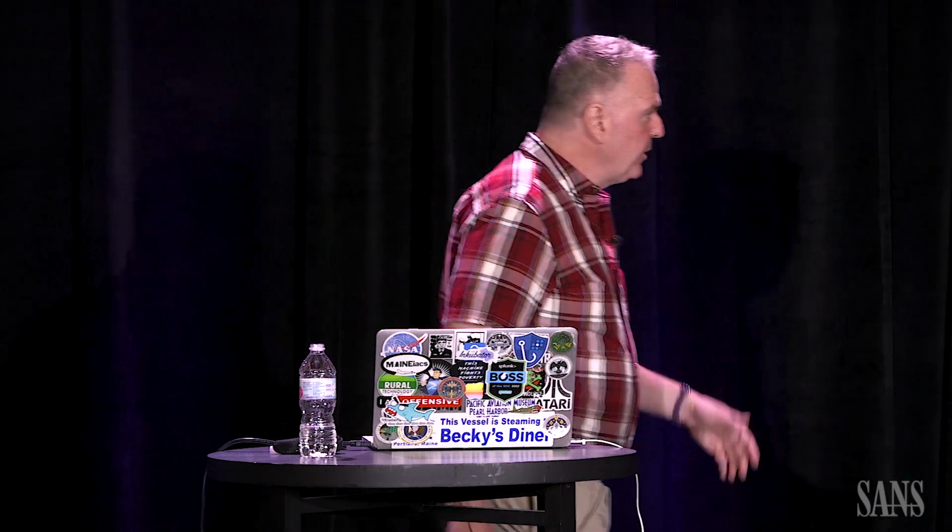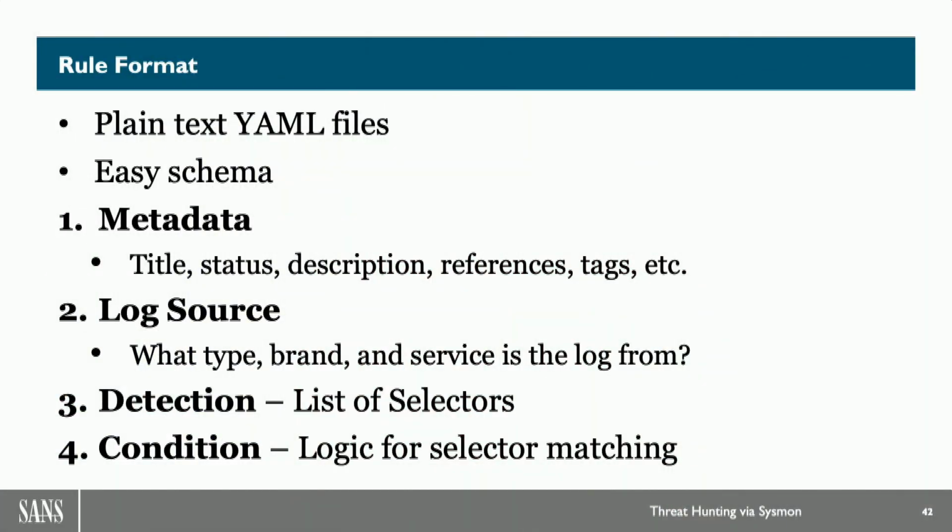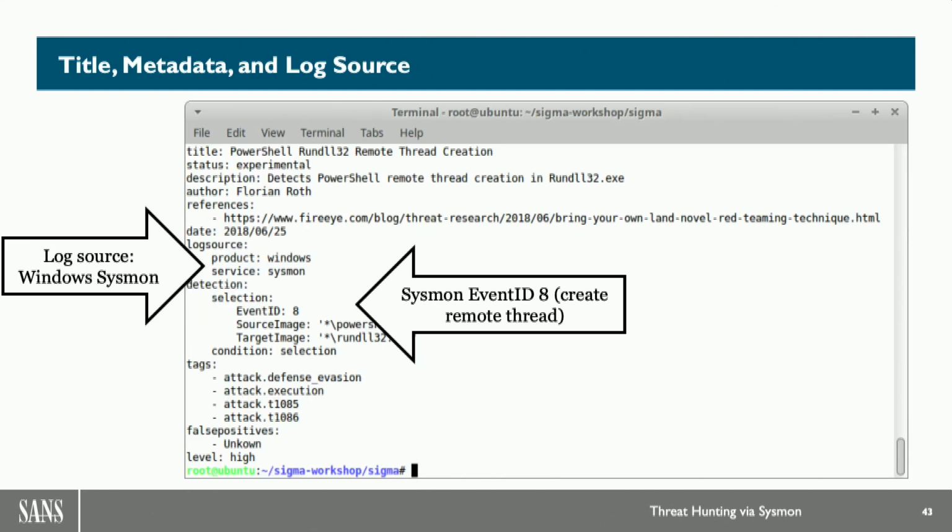So again, a plaintext YAML file. Easy schema. There's metadata, log source, detection, and condition. And here's a rule now. Sysmon event 8, and it's called PowerShell Rundll32 Remote Thread Creation, right? It's grabbing Sysmon event 8, which is create remote thread, looking for source image PowerShell, target image rundll32. You get PowerShell launching rundll32, a common way to inject DLLs.